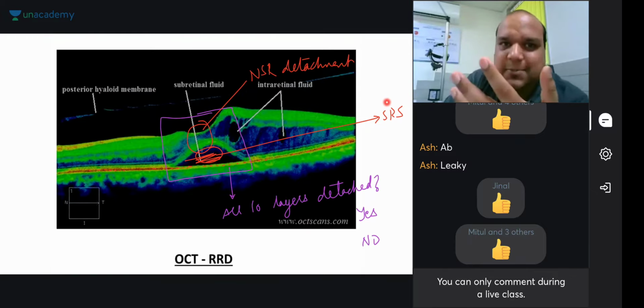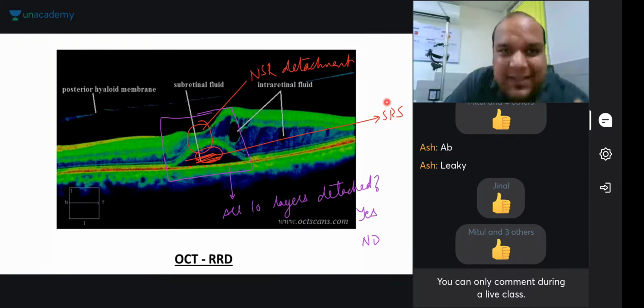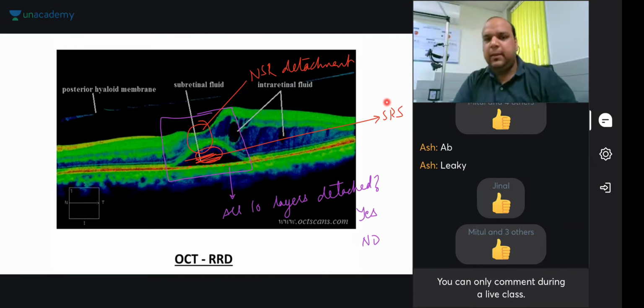In both the cases, there is retinal detachment, but we don't know whether the complete retina is detached or only the neurosensory retina is detached. Clinically, both of them will present similarly. So in such cases, we need to do our OCT to be able to diagnose. I hope you are clear about this case, and that's all about our investigation OCT. There should be no confusion in this.